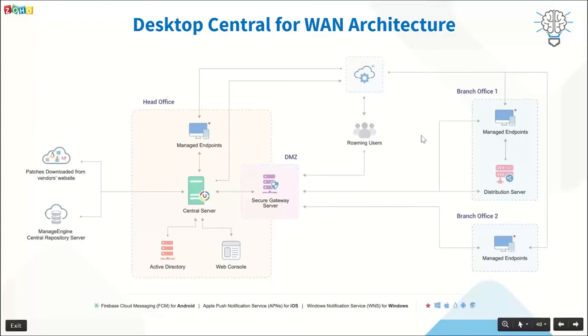When you have your roaming users or multiple remote offices reaching out to your central server, it may pose security issues. So to add additional security to your central server, we offer another component called the secure gateway server, which completely masks your central server and provides a complete cover, wherein your agents, remote offices, and distribution servers can only reach your secure gateway server, which in turn will communicate with your central server.